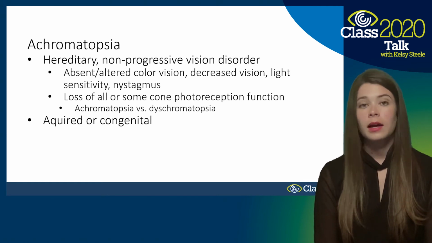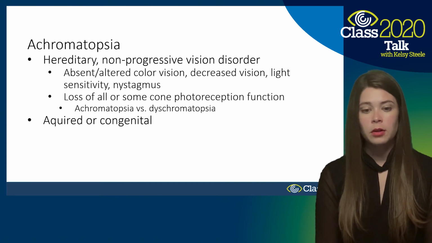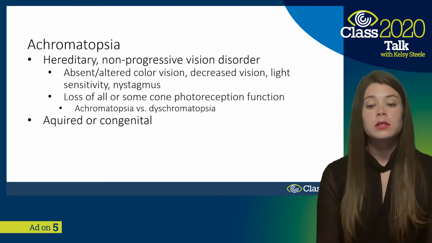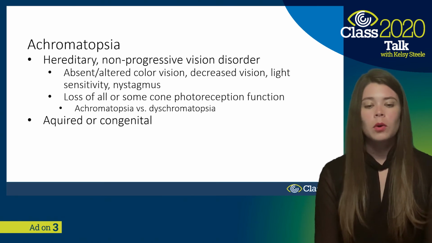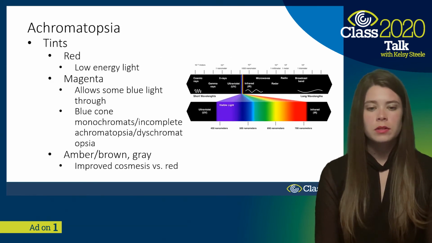And so if they have none at all, then they are called achromatops or achromatopsia. If they have some functioning, then they are dyschromatopsia. This can be acquired or congenital. Most often the ones that I've seen have been congenital patients.